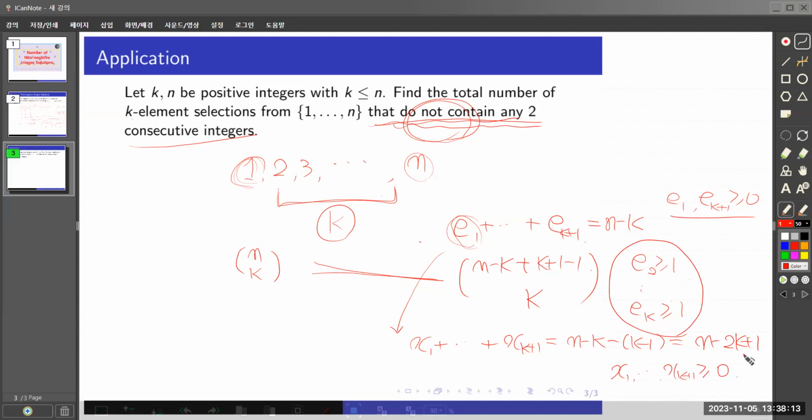Then we can apply the idea from the previous slide. You want to count the number of integer solutions in here. So that's n minus 2k plus 1, plus, there are k plus 1 boxes, which means that there are k bars. And then you want to choose k plus 1 minus 1. So this is equal to n minus k plus 1 choose k here.